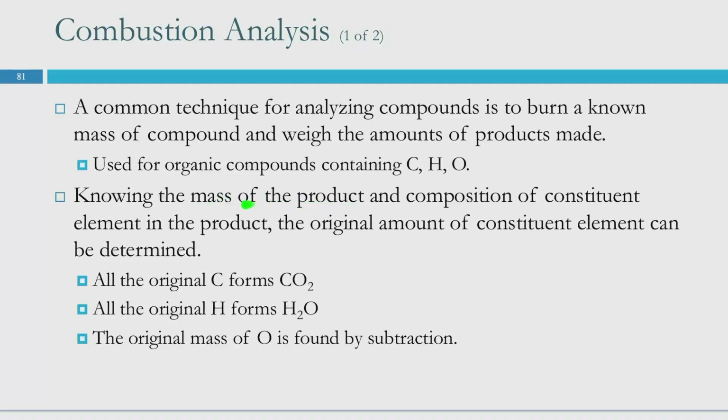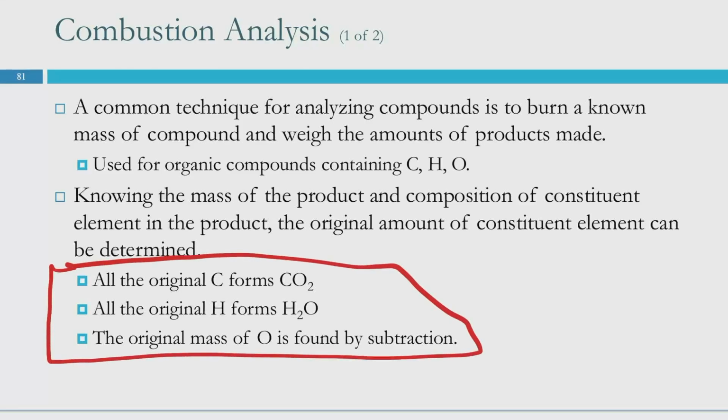If we know the mass of the product and the composition of the constituent elements in the product, like we know that it's carbon and hydrogen or it's carbon, hydrogen, and oxygen, then we can figure out the original amount of the starting elements. This is based on a couple of key points. All of the original carbon forms CO2, carbon dioxide. So all the carbon that was in our original compound, assuming that we burned it completely, is only going to form CO2.